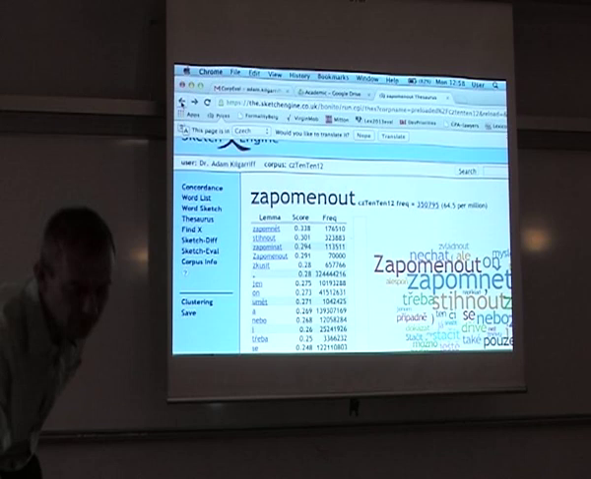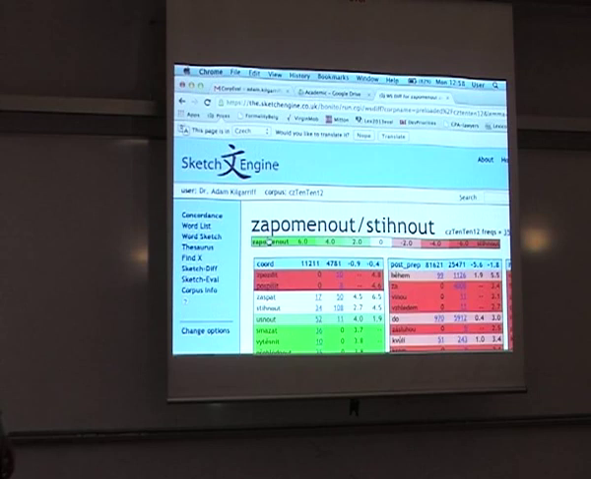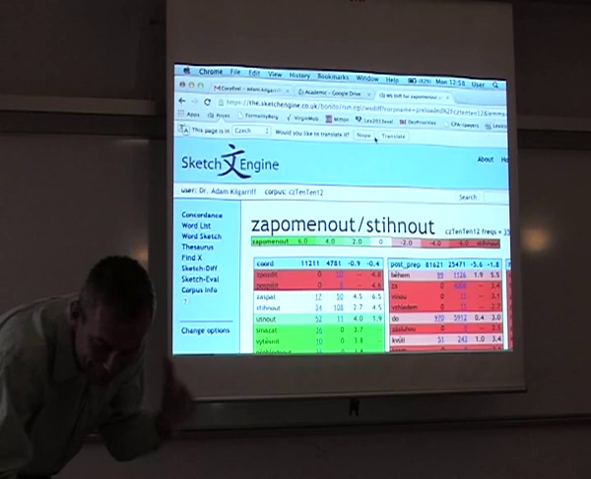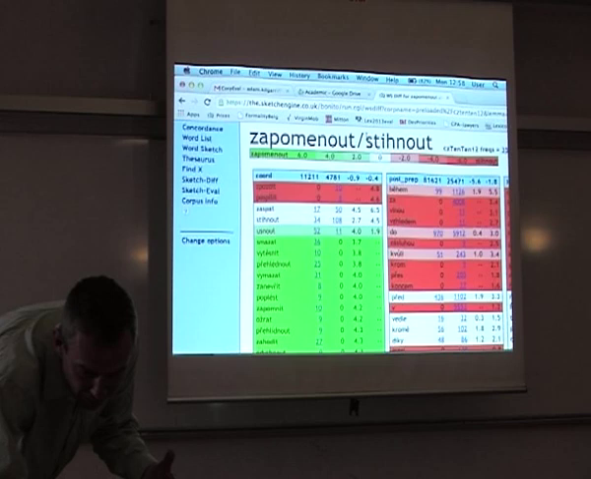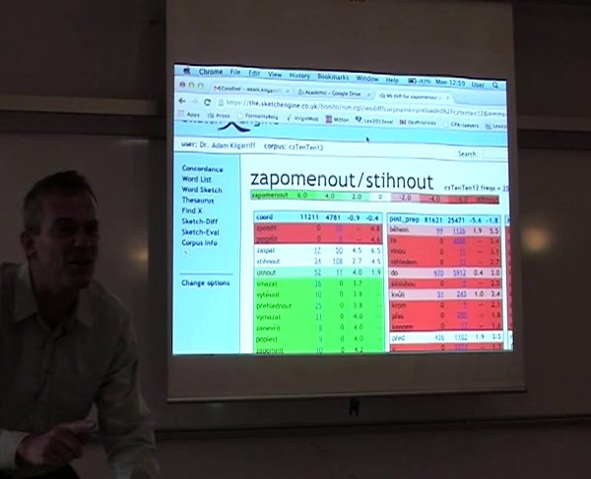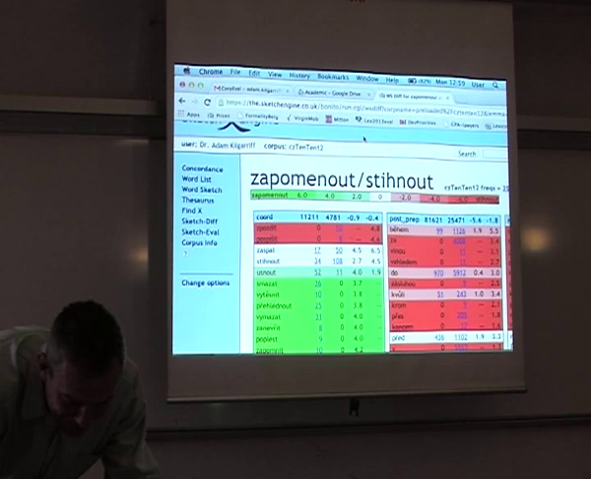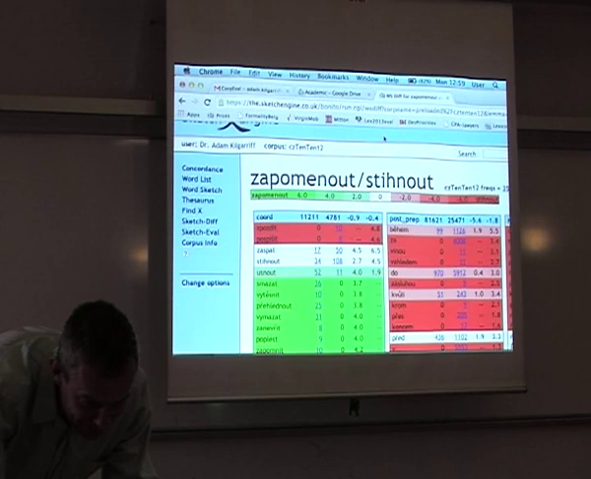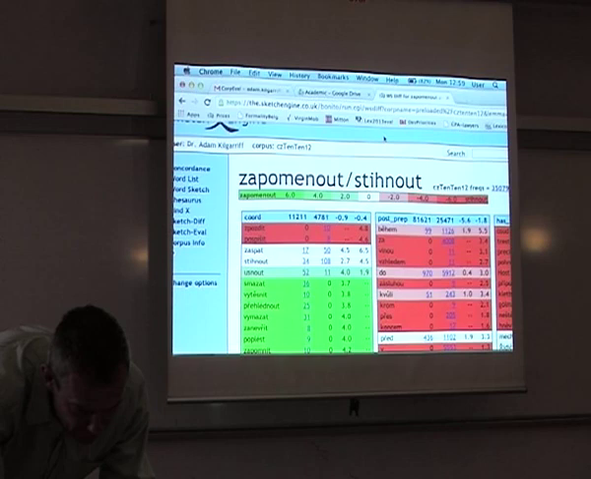We call this one a sketch diff because it talks about the difference of word sketches. So in this... can I tell Chrome not to... So, can you still see at the back if I make it a little bit smaller? No, not really, no. I must work out how to... So we've got 35... No, I won't.